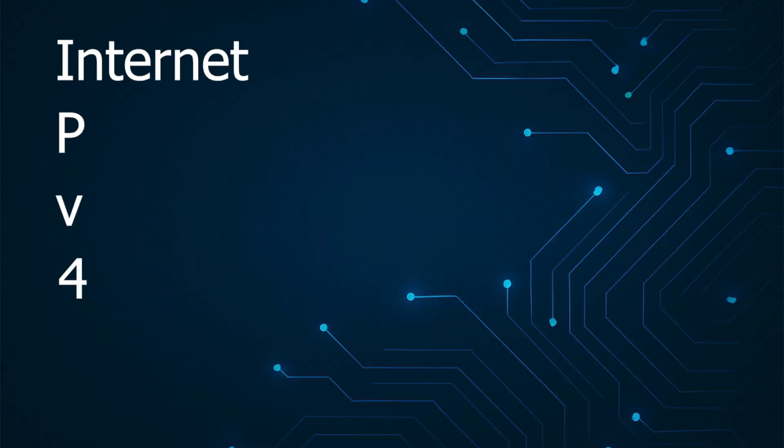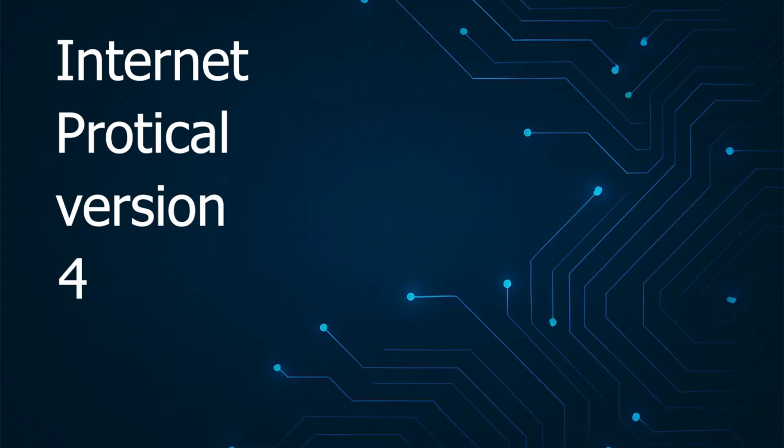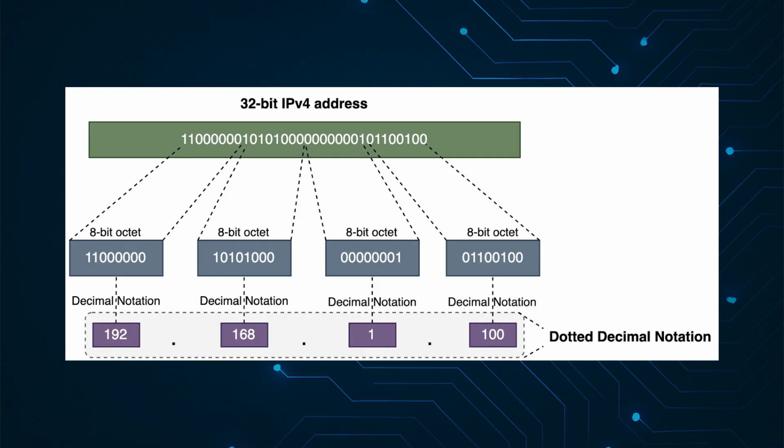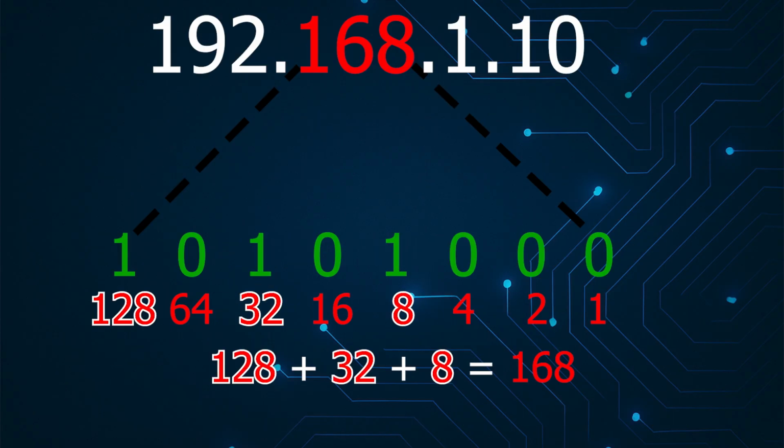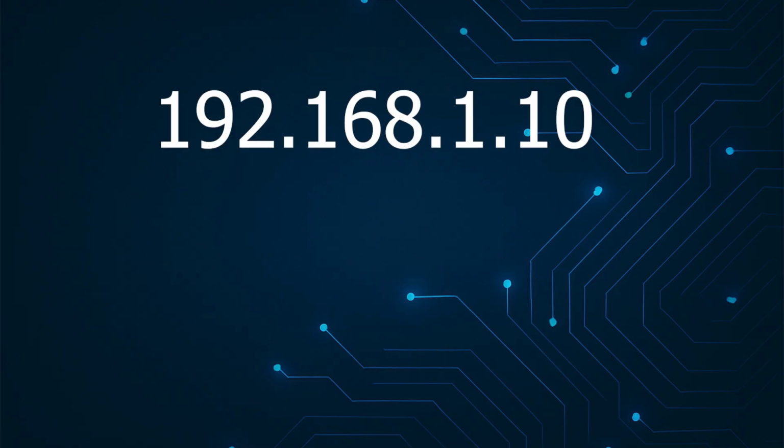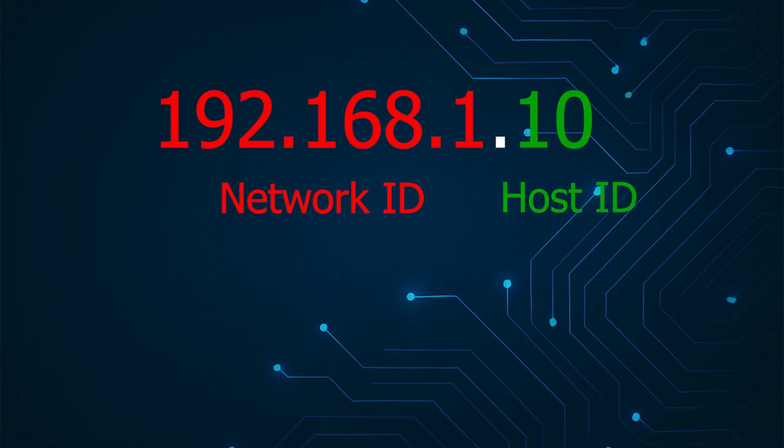Okay, so now let's get a little bit more technical with it. Stick with me and I'll do my best to explain it as simply as possible. IPv4 stands for Internet Protocol version 4, and it uses a 32-bit system divided into 4 octets, each ranging from 0 to 255. An example of this would be 192.168.1.10.